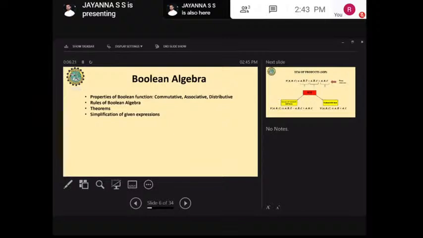These are the properties of Boolean functions: you must know the commutative, associative, and distributive properties. Next, the rules of Boolean algebra, like what is 1 plus 0, what is A plus A bar, what is A dot A bar, and what is A dot 0. Next, there are some theorems, such as A plus A bar B equals A plus B, and (A plus B) whole bar, which is De Morgan's theorem. These are the prerequisites you must know. It is an easy topic; you can definitely score 1 to 2 marks in Boolean algebra.